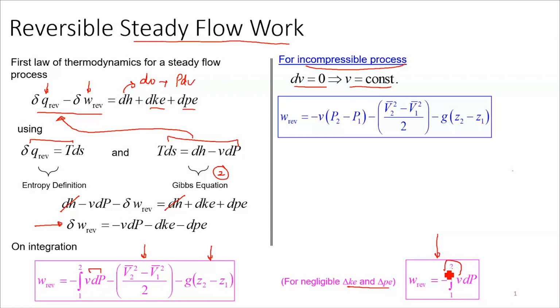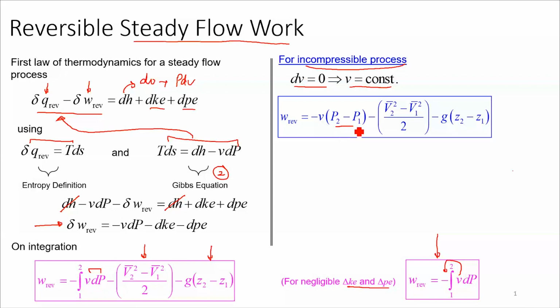Now, in a case where you have diffusers, nozzles and pipes, work is essentially zero. You don't have any work involvement in there. And since work is zero, your equation would be V(P2 minus P1) plus (V2 squared minus V1 squared)/2, which is change in kinetic energy and change in potential energy. This is the famous Bernoulli equation that you must have encountered in your fluid mechanics course.